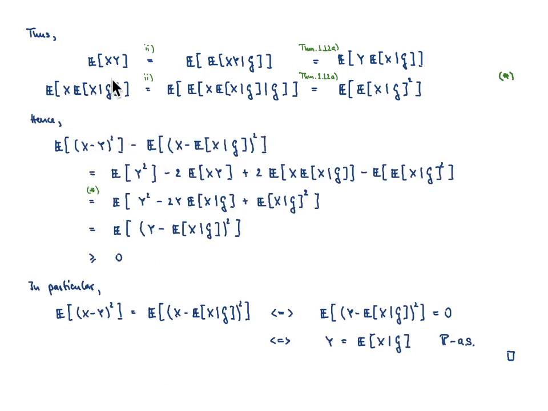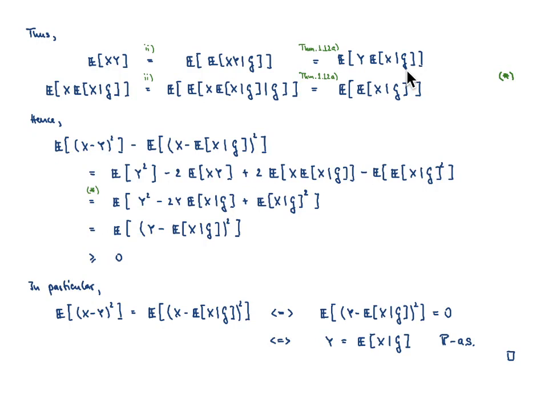So this means we can compute the conditional expectation of the product of x and y. By using the second property of the conditional expectation, you can rewrite that simply as the expectation of the conditional expectation of the product x times y given g. But now we know by assumption that y is g-measurable. So we can use the theorem of measurable factors, which allows us to take that y out of the conditional expectation. In that way, we obtain the expectation of the product of y times the conditional expectation of x given g.